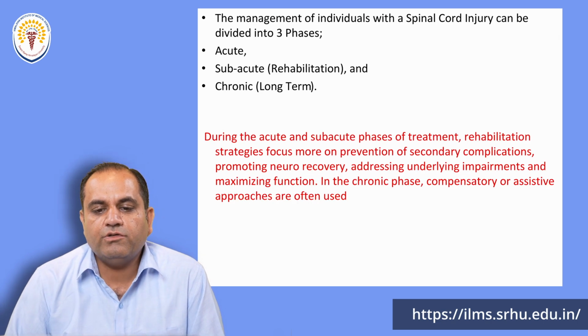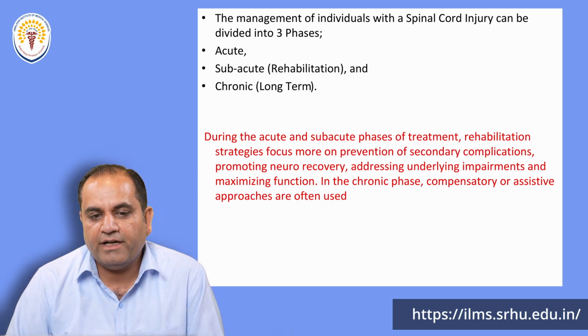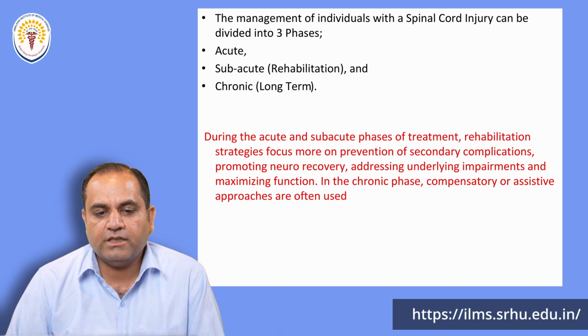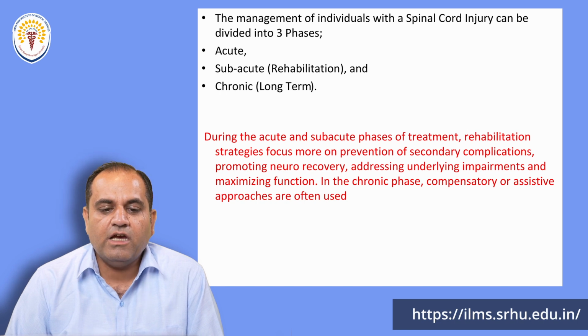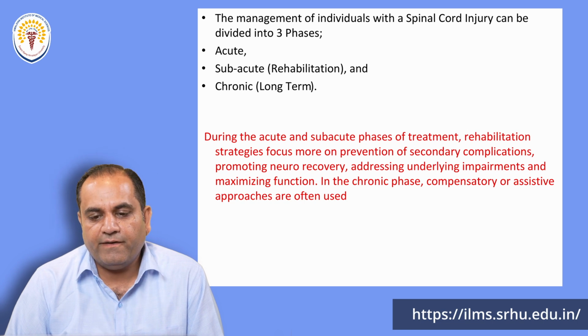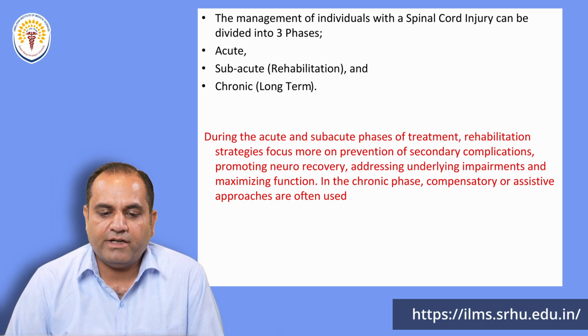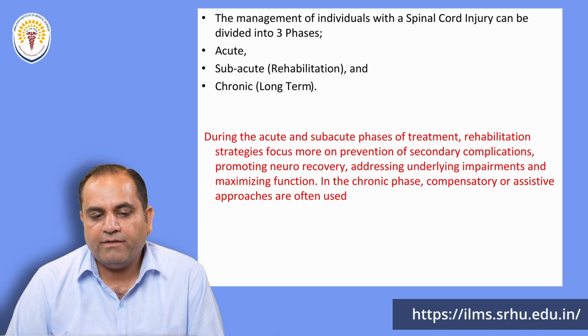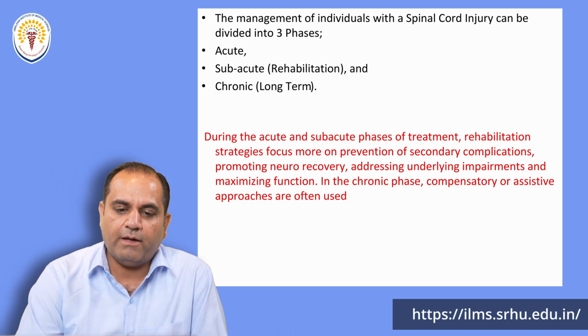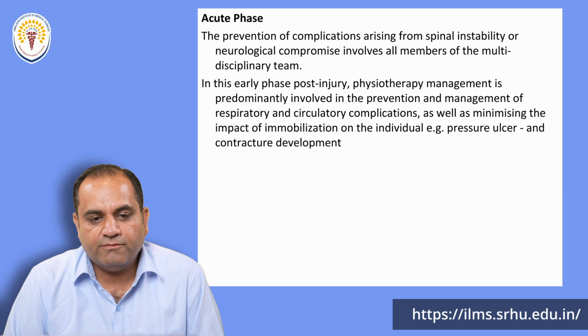The management of individuals with spinal cord injury can be divided into 3 phases: acute, subacute and chronic. In this, subacute means the rehabilitation phase, chronic means the long term rehabilitation phase. During the acute and subacute phases of treatment, rehabilitation strategies focus more on prevention of secondary complications, promoting neuro recovery, addressing underlying impairments and maximizing function. In chronic phase, compensatory or assistive approaches are often used to rehabilitate the patients. Now, let us come phase wise.